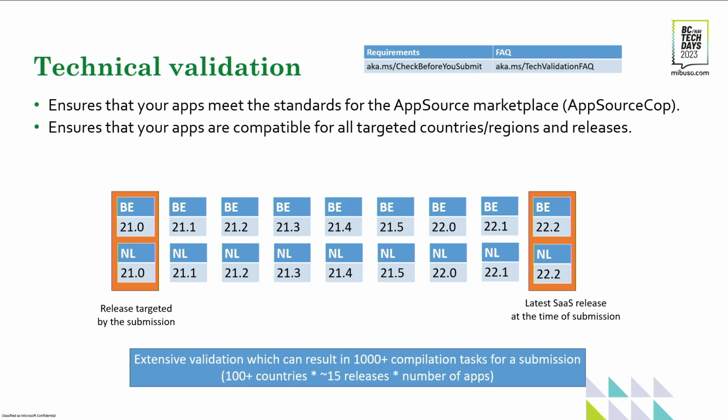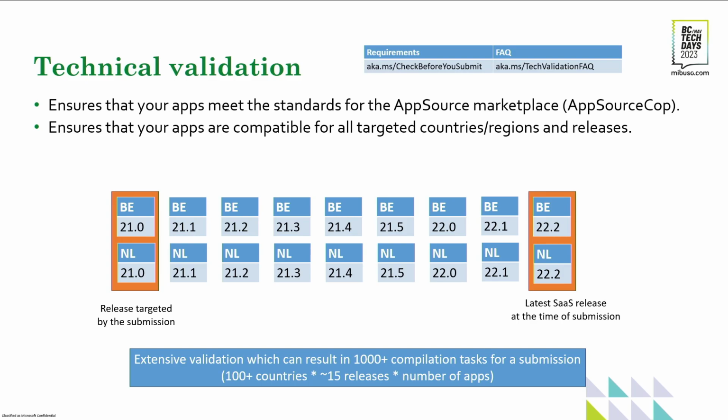And that means that there can be a lot of validation runs. If we do the combination of all the different releases, countries, and apps in your submission, there can be a lot of them. This is why we also recommend you to use Azure Application Insights, because we will be logging some signals for you when validating each of these different combinations of country and releases, and that will allow you to have more insights into what is going on for your submission.